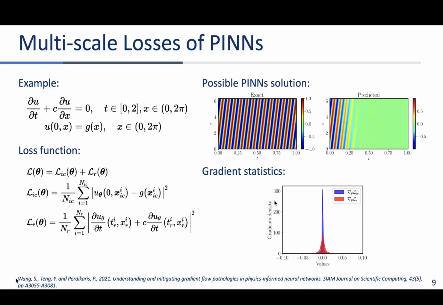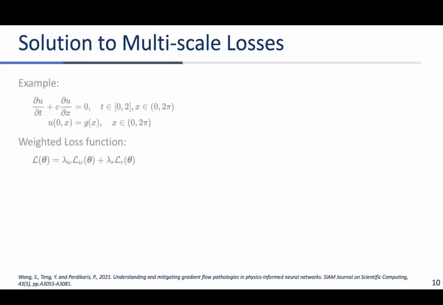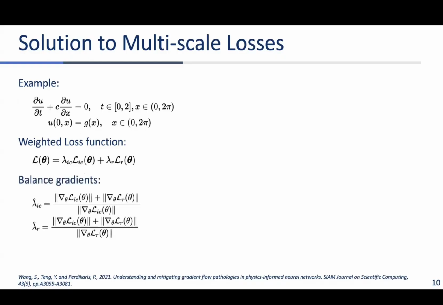But once we know this is the fundamental issue, the solution can be very straightforward. We can consider such a weighted loss. We still consider the same problem, but we assign weights to balance the interplay of these two losses and to balance the backpropagated gradients. So we can consider such a formula. By doing that, this can guarantee the weighted gradients will be equal to each other. Okay.